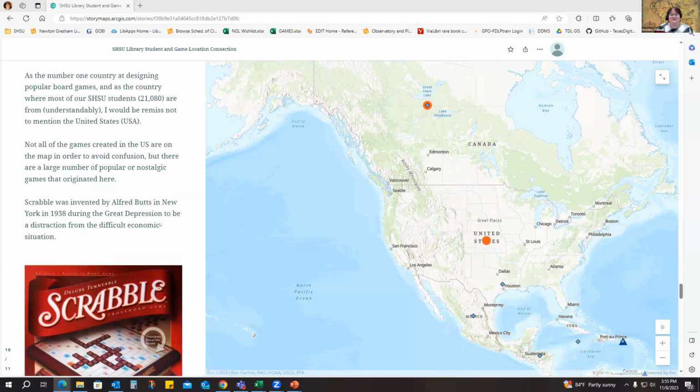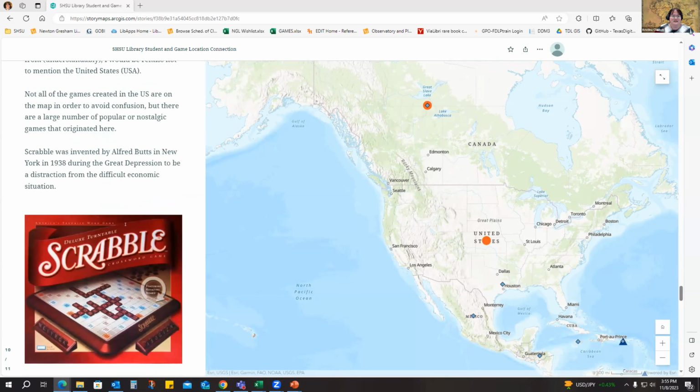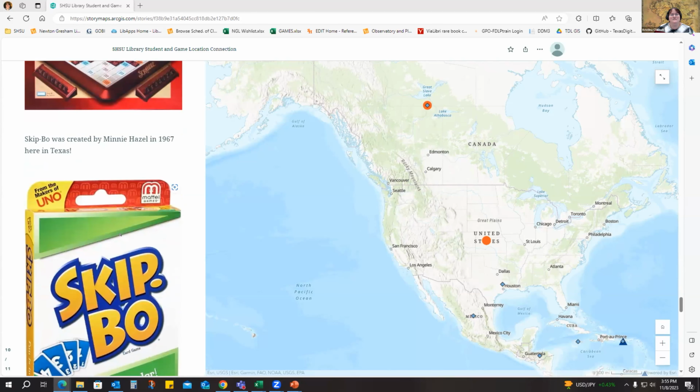So one of them was Scrabble, and that one was invented by Alfred Butts in New York in 1938, and it was during the Great Depression, which I thought was so inventive, and it was a way to distract them from the difficulty of the economic times, which I thought was very fascinating history. Skip-Bo was another one, and I included that because it was in Texas. So Minnie Hazel made it in 1967 here in Texas, so I was like, we have to include that one.